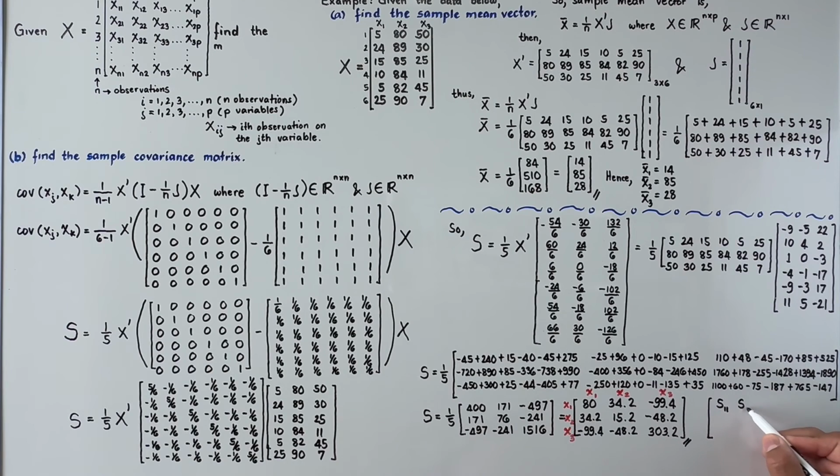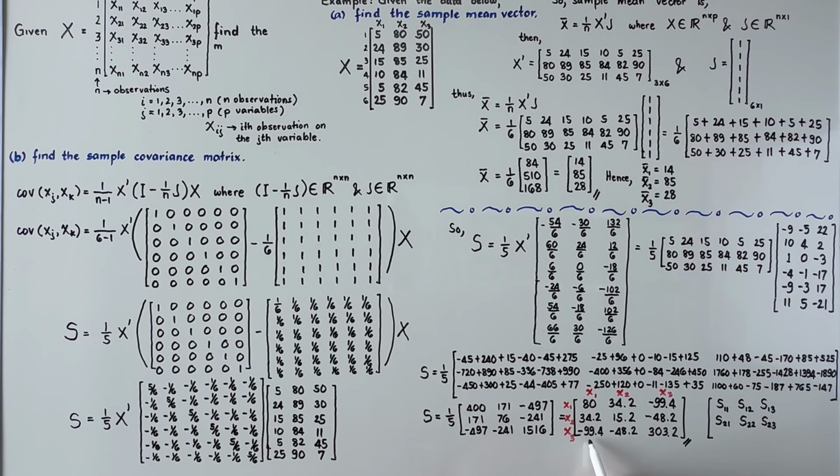So we have here S12. That's the representation. And negative 99.4 is the covariance between the first variable and the third variable. So this is S13. 34.2 is the covariance between the second variable x sub 2 and the first variable. So this is S21. And 15.2 is the covariance between the variable x sub 2 and itself. So this is S22. The covariance between the third variable and the second variable. So this is S23 here.